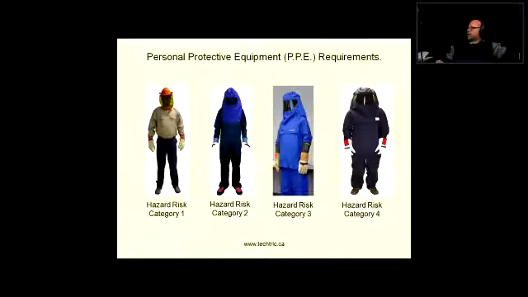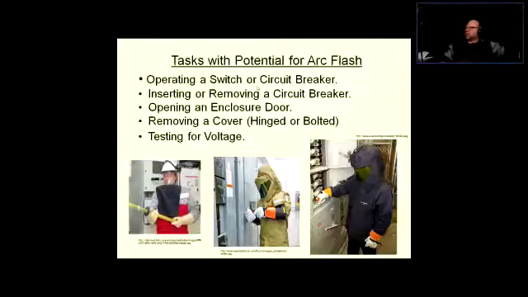All right, personal protective equipment, PPE requirements. This is what the hazard risk category 1 looks like. Then we are stepping up the protection until we get to category 4. I might ask you some of the questions associated with that on the test, so you might want to keep these posted lecture notes. All right, tasks with potential arc flash.